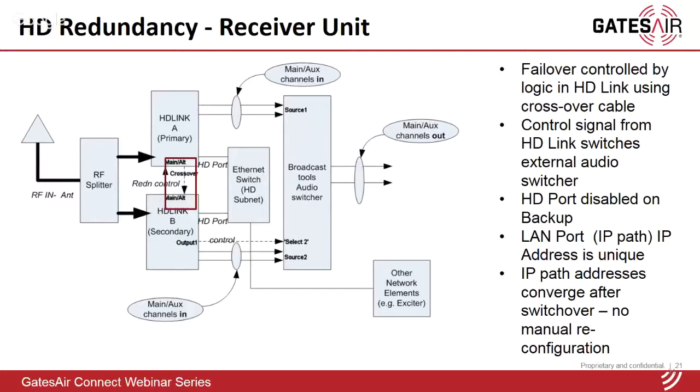That network port does have unique addresses on both the main and the backup, and the IP path has to converge after the failover happens without any user intervention, and the redundancy logic actually accomplishes that. So one of the key points is that either when the transmit side failover or switchback happens, or the receive side failover or switchback happens, the software automatically converges the IP path addresses without any user intervention.